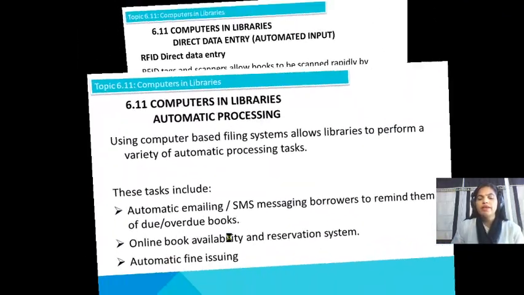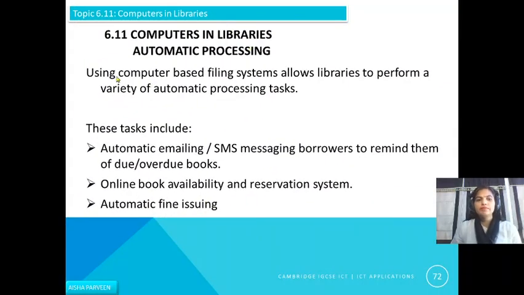Automatic processing, so what is automatic processing? Using a computer-based filing system allows libraries to perform a variety of automatic processing tasks, such as automatic emailing or SMS messaging to remind borrowers of the due date or if the books are overdue. Also online book availability and a reservation system, and automatic fine issuing if the books are overdue.